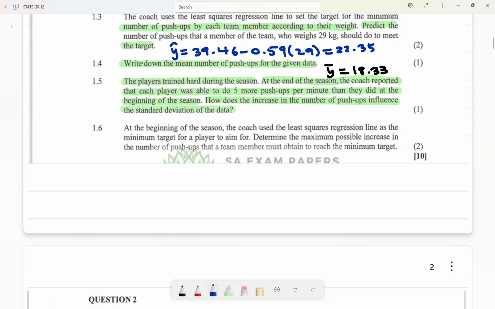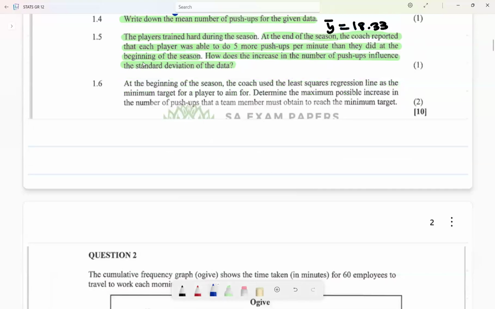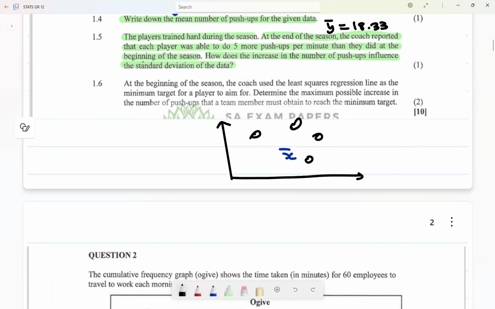Well, the standard deviation refers to how scattered your points are, or in simple terms, how far your points are from the mean. Let's say I have a mean here, and then I have a point here, a point there. These are my scatter plots. Let's say the minimum is 2, the maximum is 10, and our mean is located somewhere at 4.